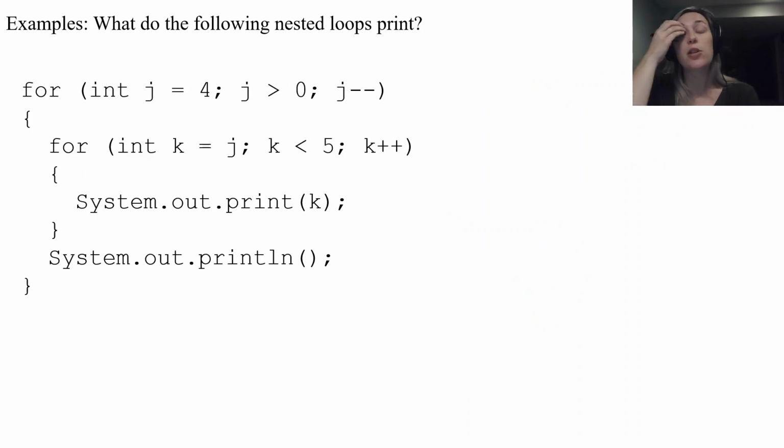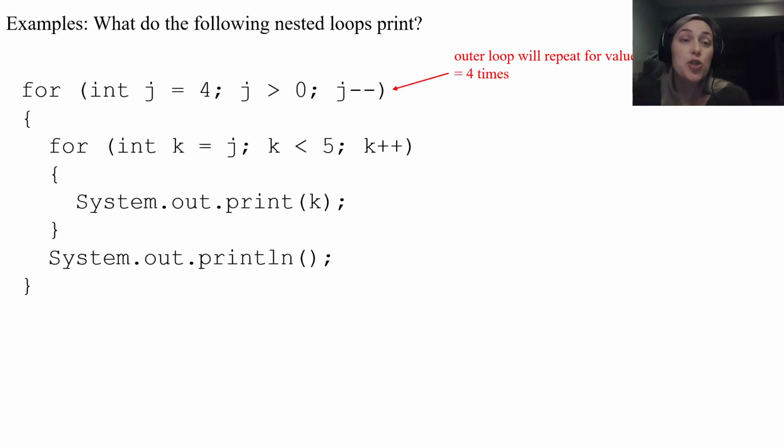What do the following nested loops print? Why are these tricky? Maybe you can see why they're tricky. The outer loop is j. j equals 4, j greater than 0, j minus minus. So the outer loop will repeat for values of 4, 3, 2, and 1. So it'll repeat 4 times.